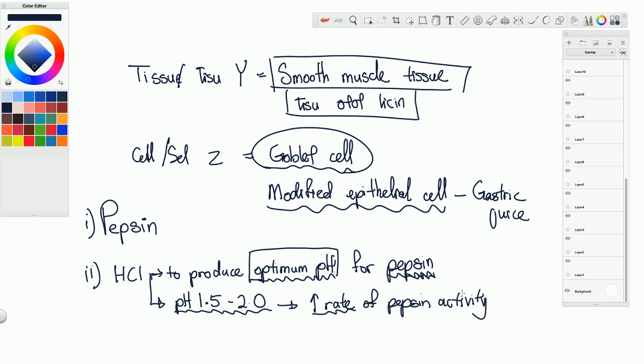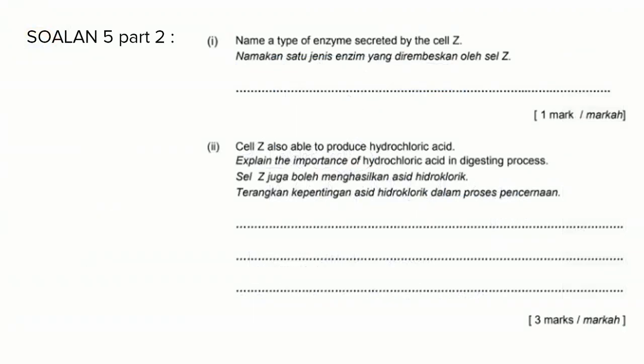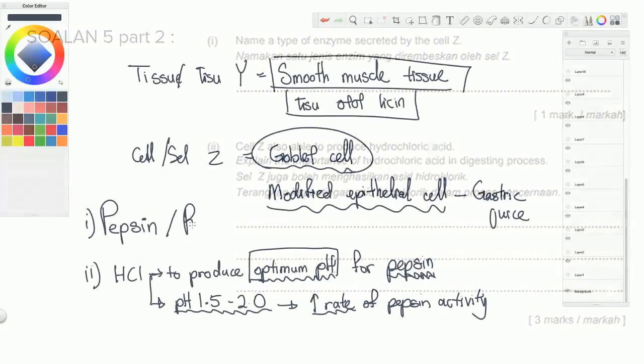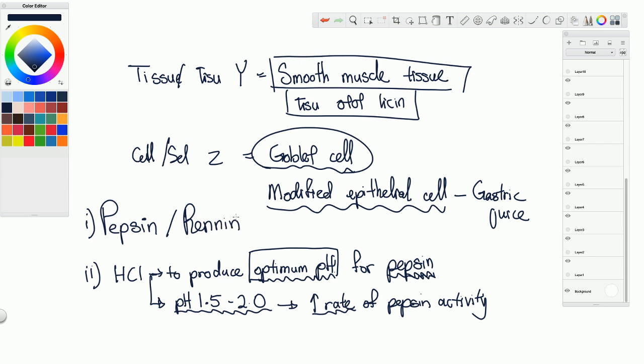Okay, so come back to here sekali lagi ya. Untuk yang bahagian pertama, namakan satu jenis enzim yang dirembeskan oleh sel Z. Sel Z ialah di bahagian perut. Ada dua pilihan. Satu ialah pepsin. Yang kedua, pilihan ialah renin. Boleh pilih satu, but I personally prefer pepsin. It's easier to memorize. How to memorize ini dua enzim dalam perut. Pepsin start dengan P. Renin start dengan R. So, pepsin and renin here. One enough already ya.